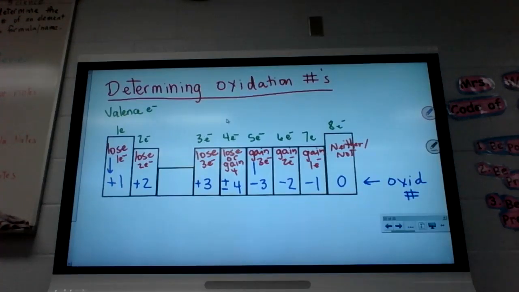So if it loses, the type of ion is negative? Yes, if you have a negative oxidation number, it's a negative ion.